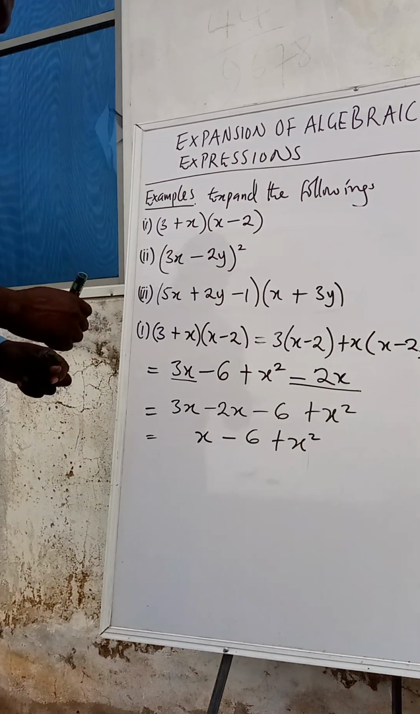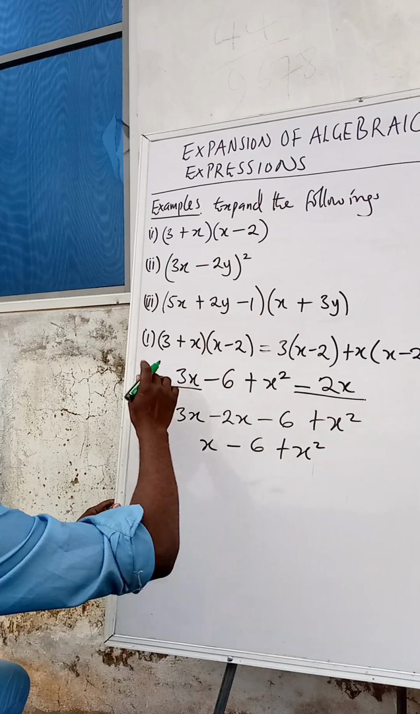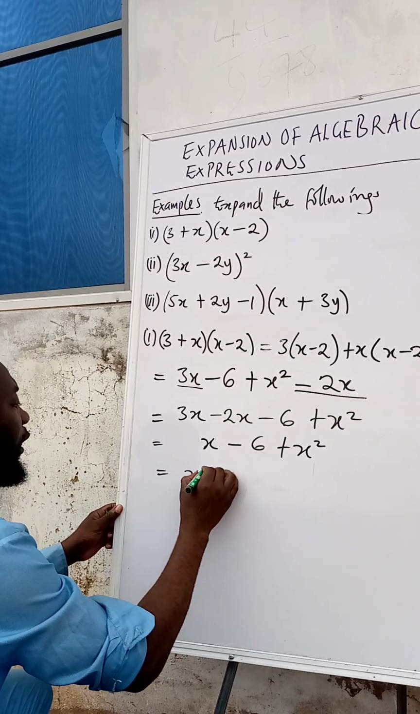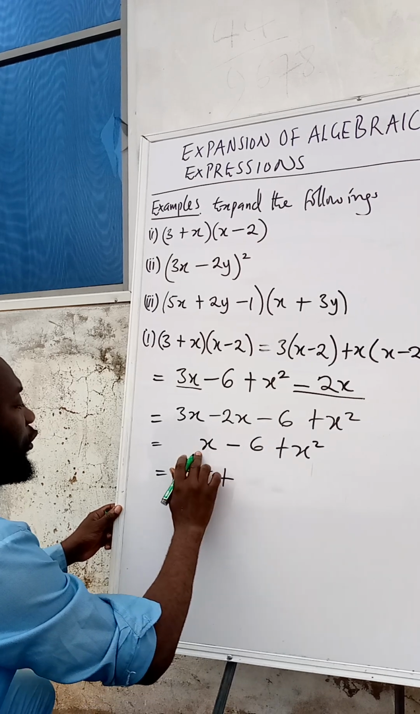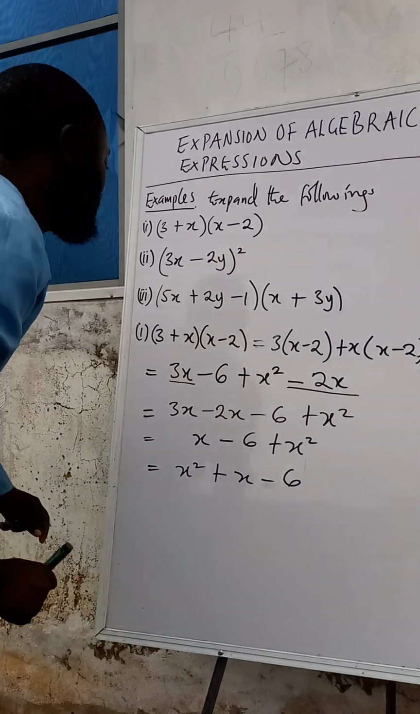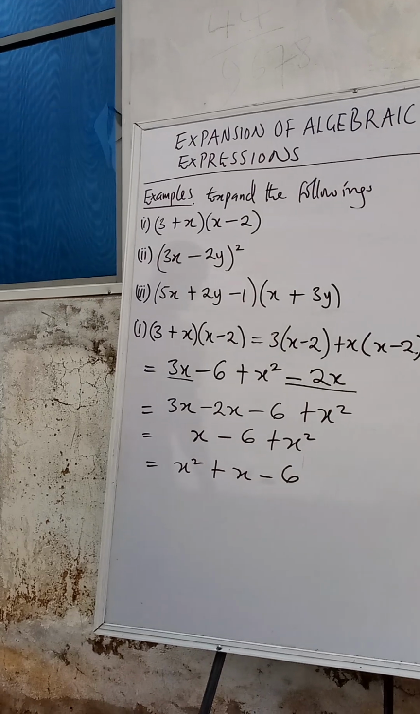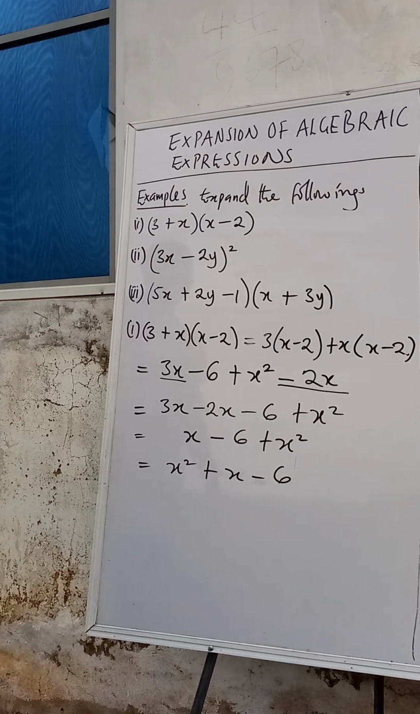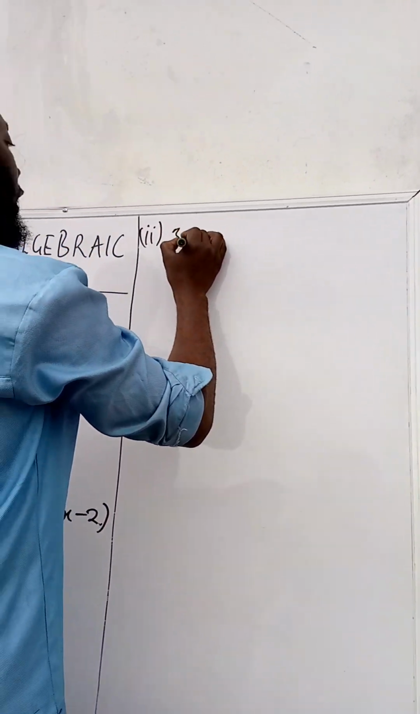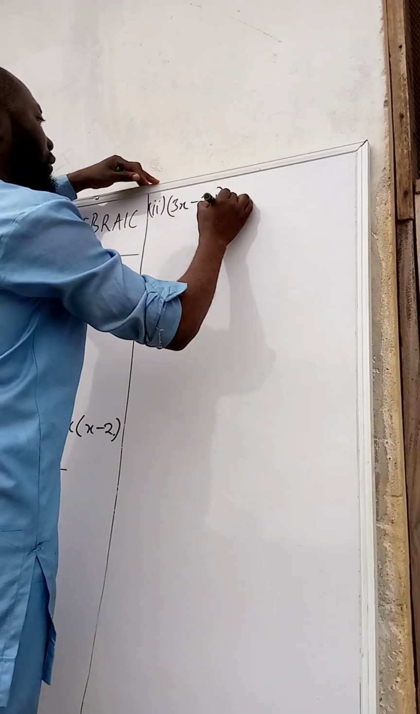Though if you want to arrange based on the power of x, we can rewrite this as x squared plus x minus 6. So here is the expansion. Let's consider the second case. Second example, we have 3x minus 2y squared.